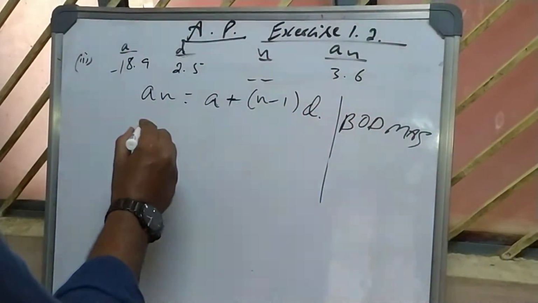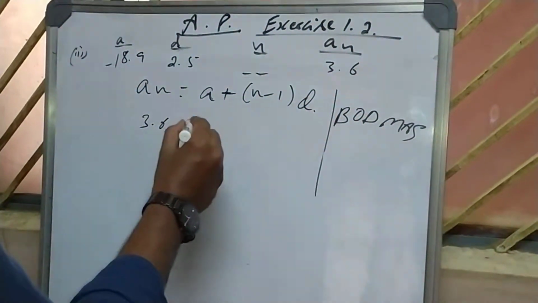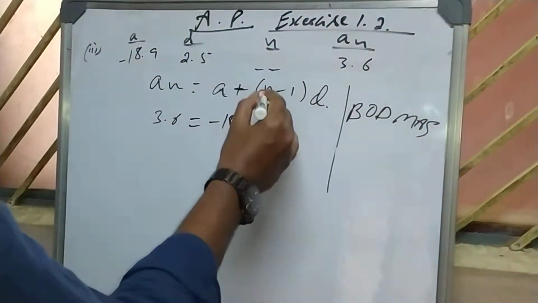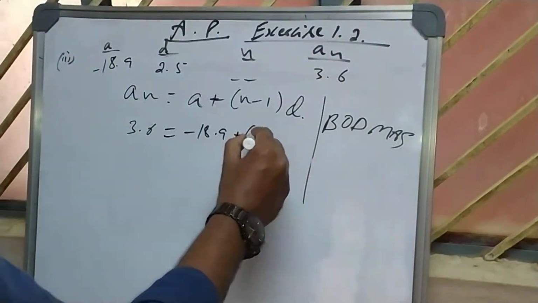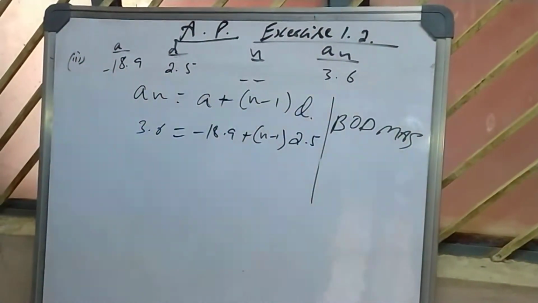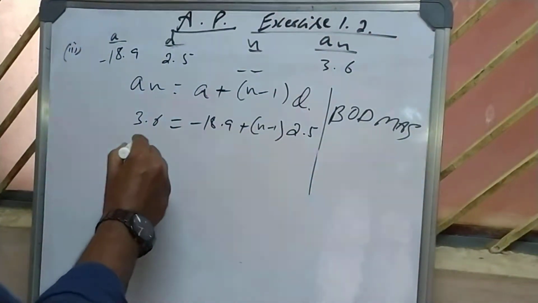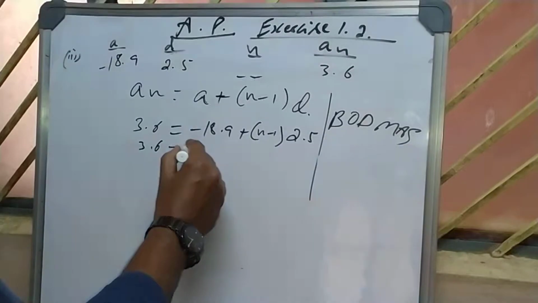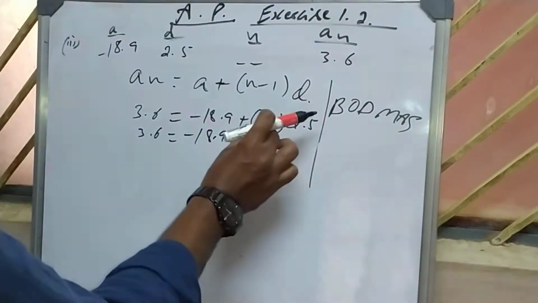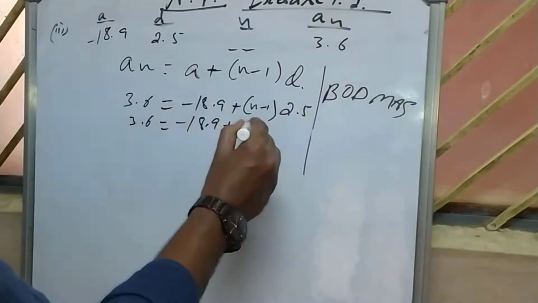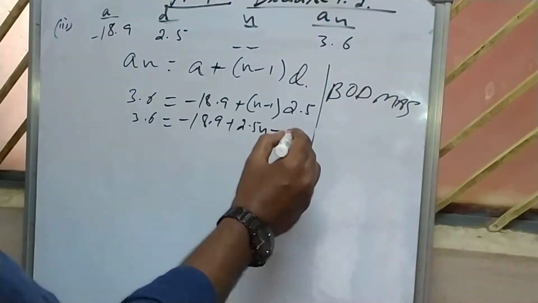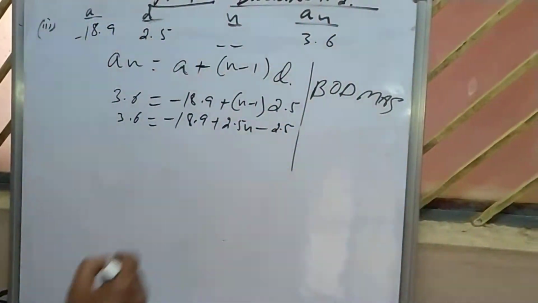Value of an is 3.6 is equal to value of a is minus 18.9 plus value of n, which we don't know, so we will write as it is, n minus 1 into d, which is 2.5. Now what we will do? We will write this 3.6 as it is, minus 18.9 as it is, plus 2.5 into n minus 2.5 into 1. So this will be 2.5.